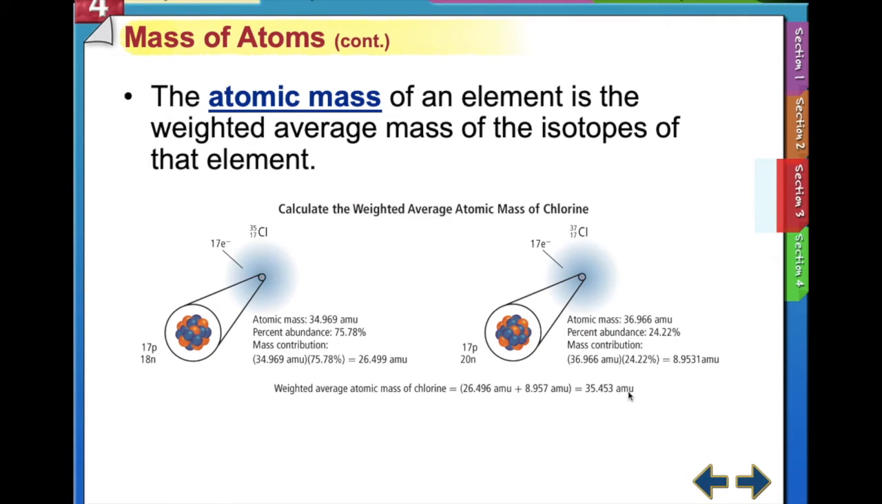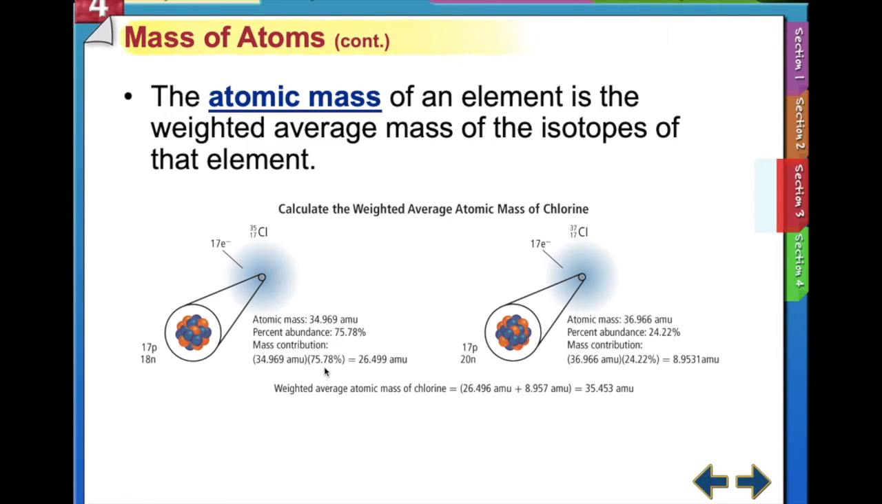So the reason they do that is this mass right here is much more common. 75% of the time, chlorine is going to appear like this. So it averages heavier, I don't want to say heavier. It averages more common to be this mass. So that's why we times it by the 75%.